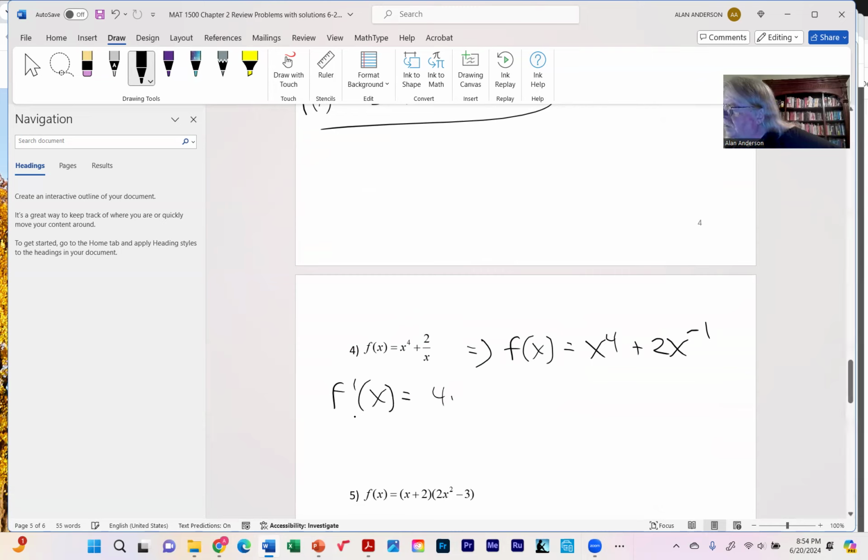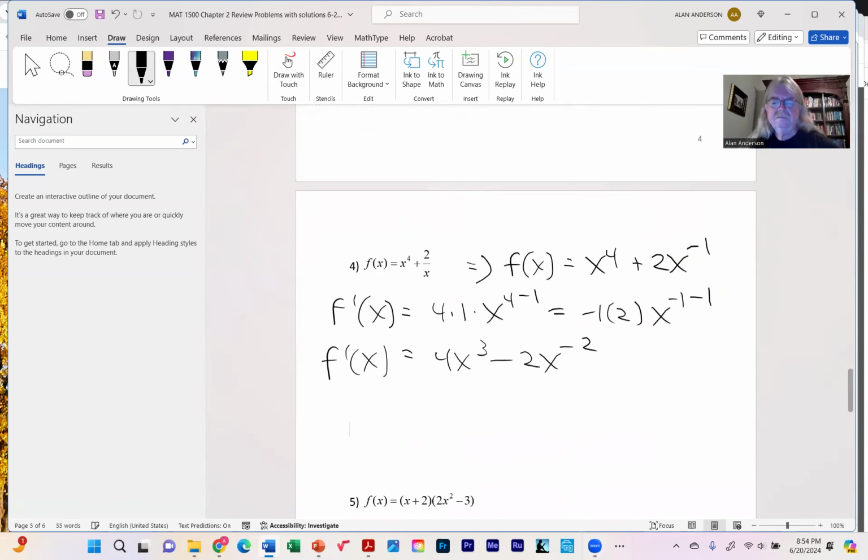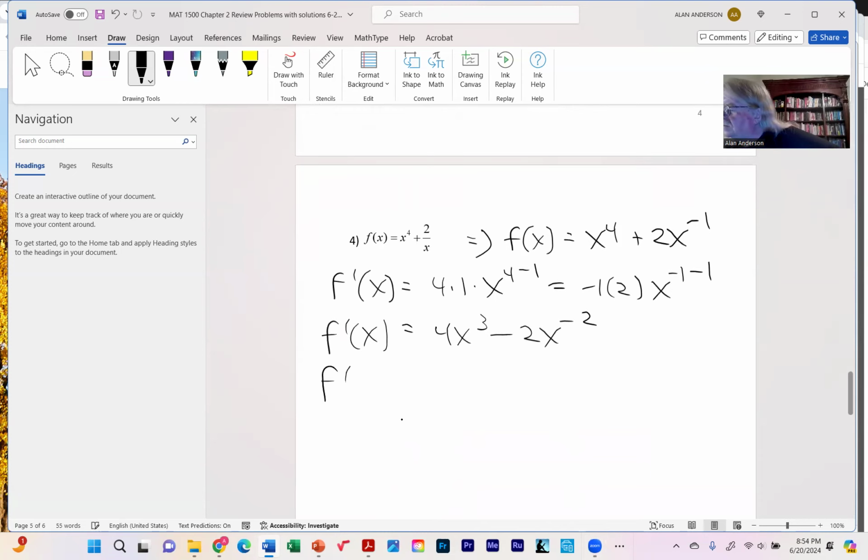The first one will be 4 times 1 times x to the 4 minus 1. Second one is minus 1 times 2, x to the minus 1 minus 1. So you have to watch it with these negative exponents. Remember, you're subtracting with the power rule. You've got 4x cubed minus 2x to the minus 2 power. Or, if you prefer, you could rewrite that as 4x cubed minus 2 over x squared. That doesn't really matter, but you can see by writing it as 2x to the minus 1, I think it makes it clearer that you should be using the power rule here.